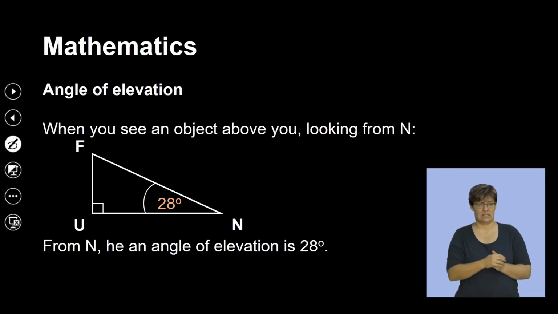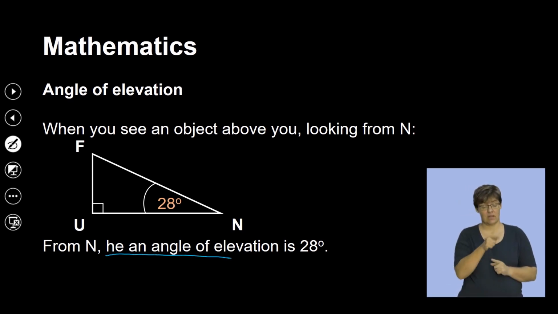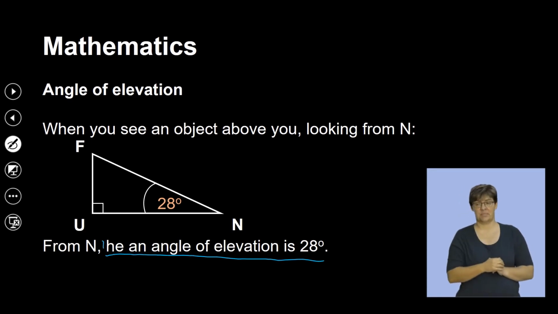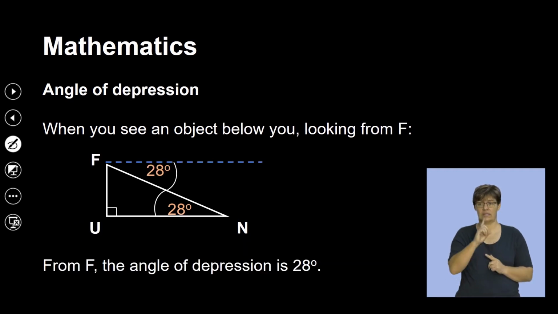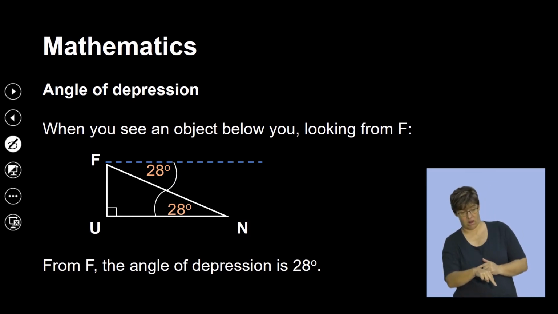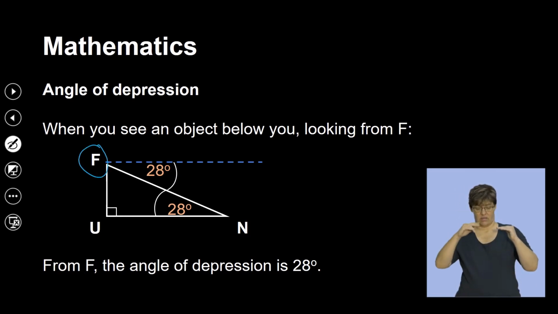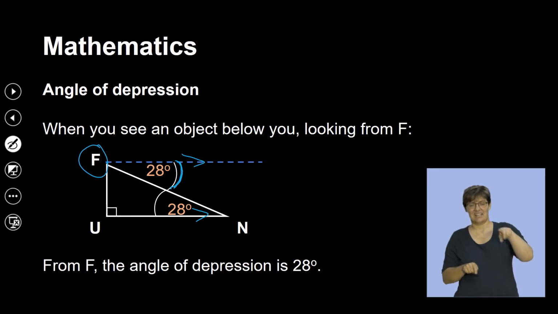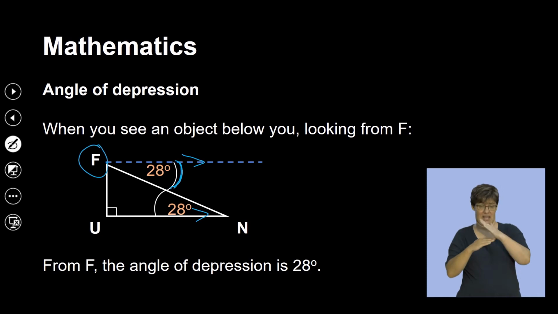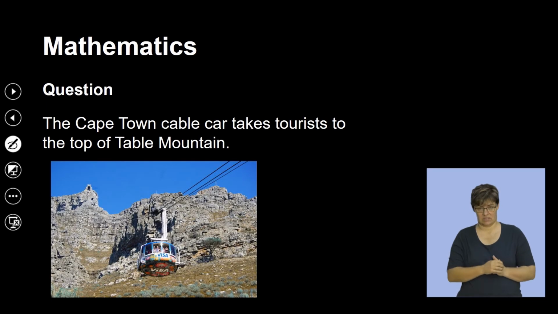So when you see an object above you looking from N, that's an angle of elevation. So here, the angle of elevation will be 28 degrees. And the angle of depression, when you see the object below you, when you're looking from F here. The reason why this is also 28 degrees is because these will be parallel lines, therefore it will make a Z shape, which we normally call alternate angles. I hope you're still okay in terms of your lines there. Therefore, the angle of depression here will also be 28 degrees.